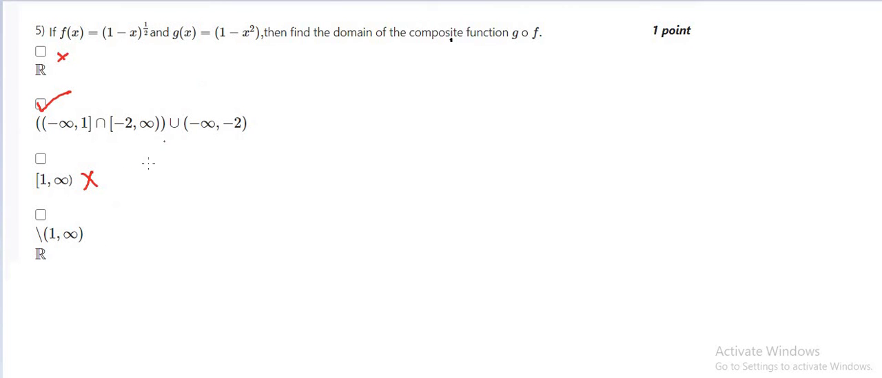Moving on to the last option, R subtracting 1 comma infinity. It means all the real numbers but excluding the open interval 1 comma infinity. If you rewrite this as an interval, it is minus infinity to 1 in a closed interval. So option D is also correct. So we are getting two correct options according to the question, that is option B and option D. I hope I have made this question very clear.